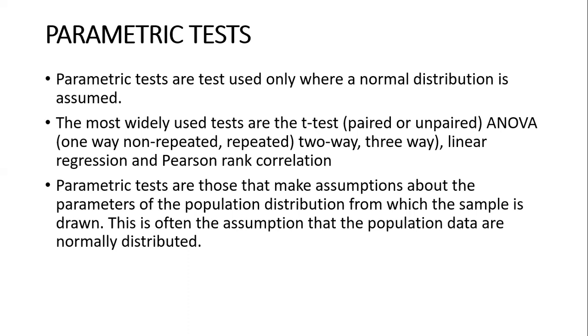The thing is that parametric tests are those that make an assumption about the parameters of the population distribution from which the sample is drawn. And this is often the assumption that the population data are normally distributed. So for you to use any statistical test, either a t-test or chi-square test or proportion t-test, the assumption which is always made is that the data set is normally distributed.